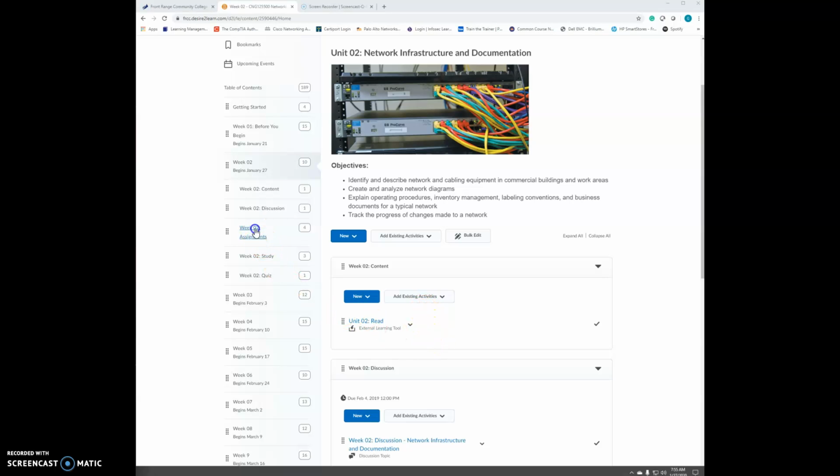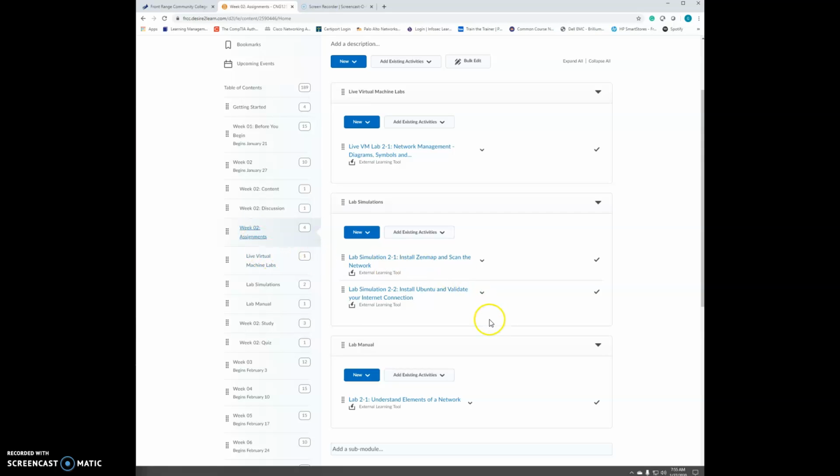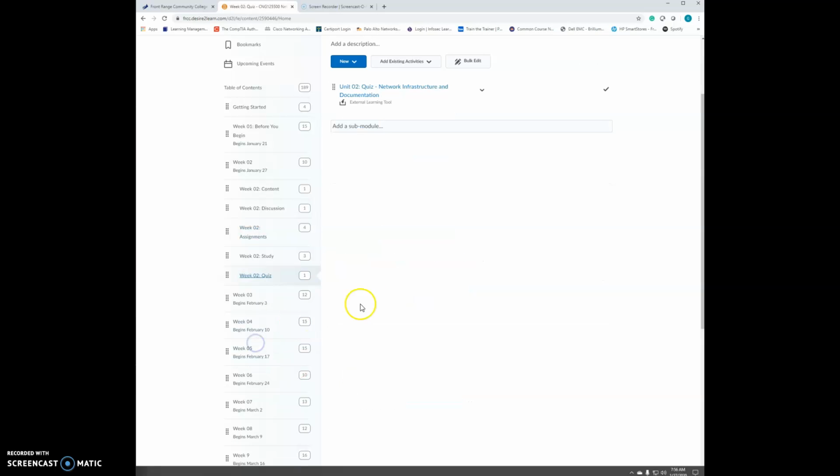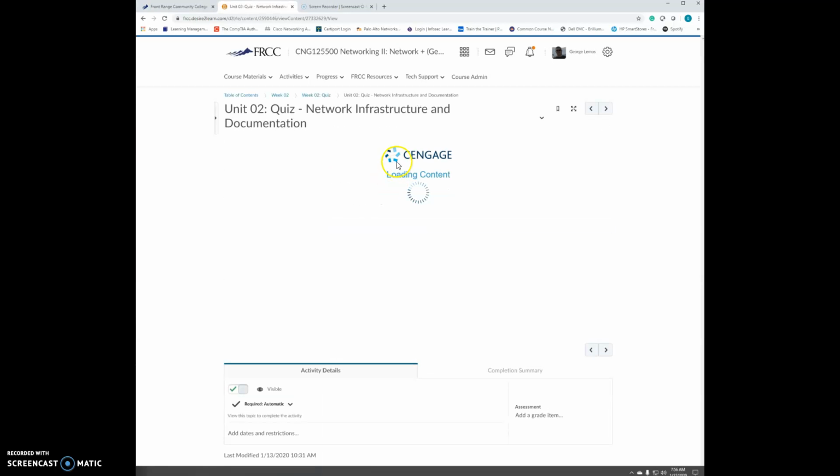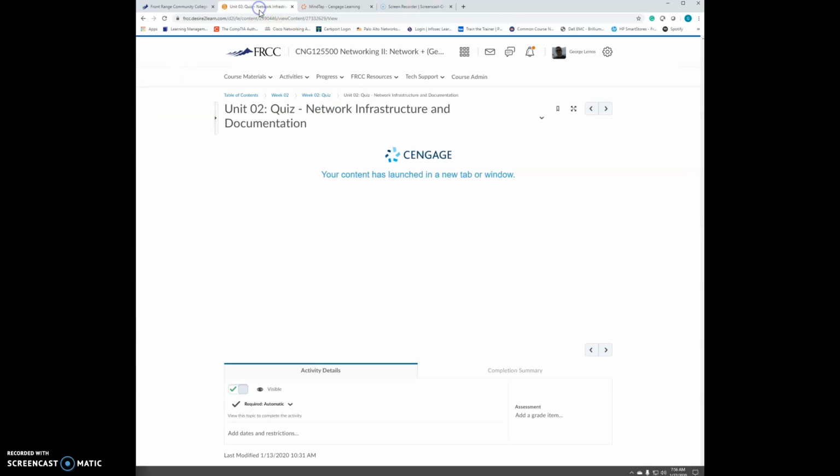We have homework this week. You do have assignments, virtual machine labs, lab simulations. Get started on these early in case there are errors this week, and get those done. The quizzes, I believe, are working. I took a look at those, so there should be no issues there. And that should finish out this week.